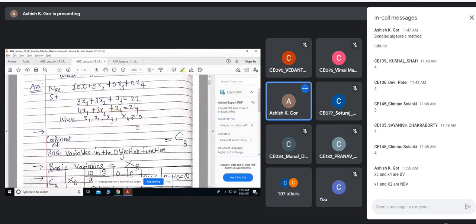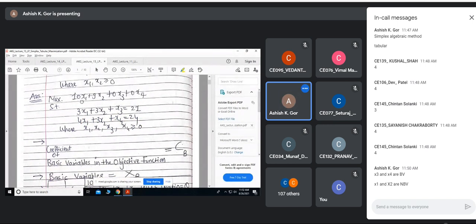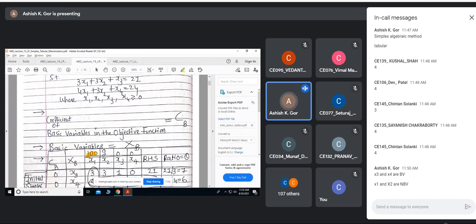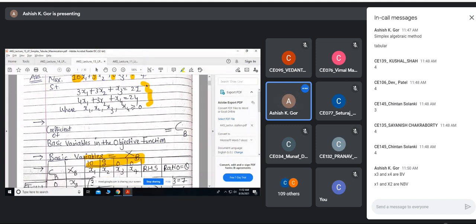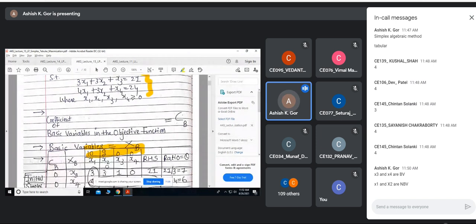So how will you write this? Two things you need to observe. In the objective function, it is 10, 9, 0 and 0. That I am writing under x1, x2, x3, x4. What are they? They are the coefficients of the objective function. Now, how to represent the constraints? You see, it is 3x1 plus 3x2 plus x3. There is no x4, so x4's coefficient is 0. So under x1, I write 3.